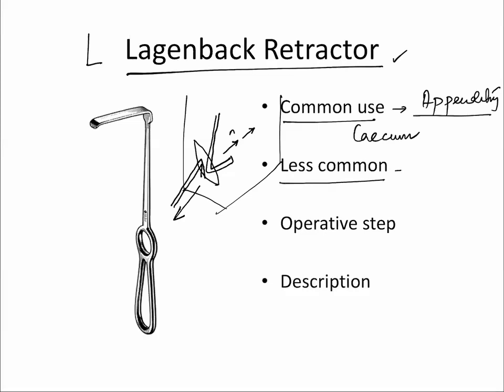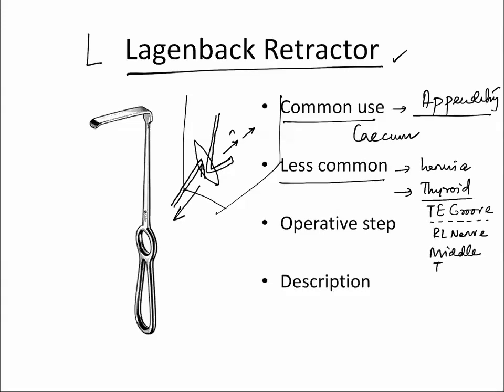Less common use of this instrument is in hernia surgery. But what I like to do is always in thyroid to expose the tracheoesophageal groove. Why do I need to expose the tracheoesophageal groove? Very good. What other vein? What other vein? Very good, the middle thyroid vein. That's it. Very happy with your answer. But remember that this is a must know. This is a should know question. What other vein? Middle thyroid and recurrent meningeal.